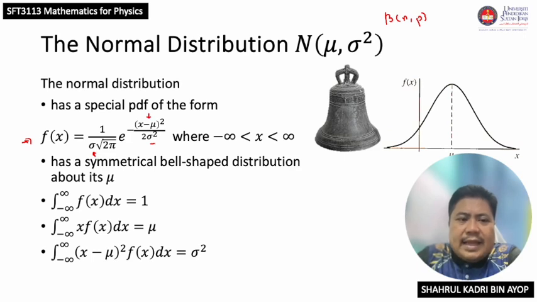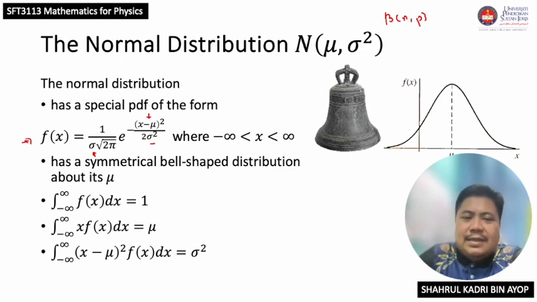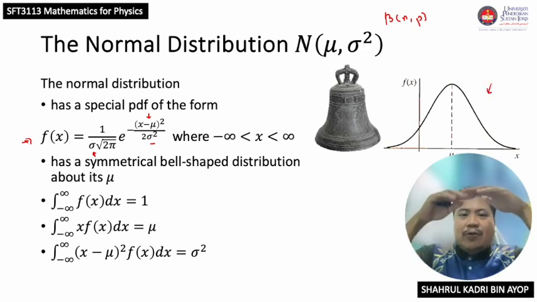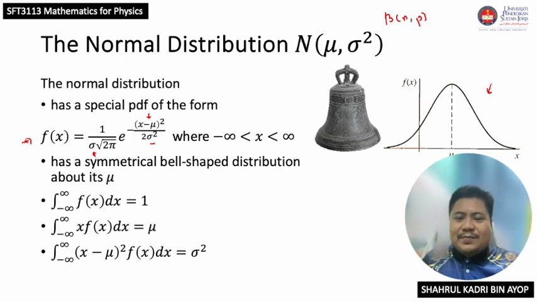Okay, and this normal distribution has a symmetrical bell-shaped distribution about the mean. So what does it mean? It refers to a distribution like this. We call it a bell shape because it resembles the shape of a bell. So that's why we call it bell shape. Okay, this is a special continuous distribution, because it has a special PDF given here.